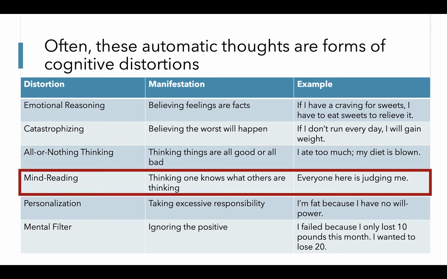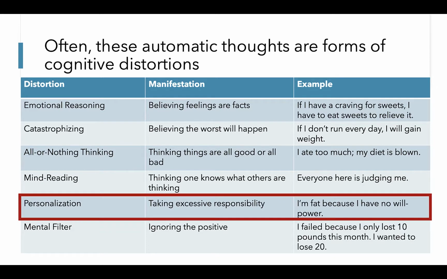Another form of cognitive distortion is mind reading, when we think that we know what others are thinking. So if an individual who's self-conscious about their body walks into a room and feels like everybody is staring at them and judging them, they're most likely mind reading. It's quite possible that no one in the room even noticed them or is thinking about their body.